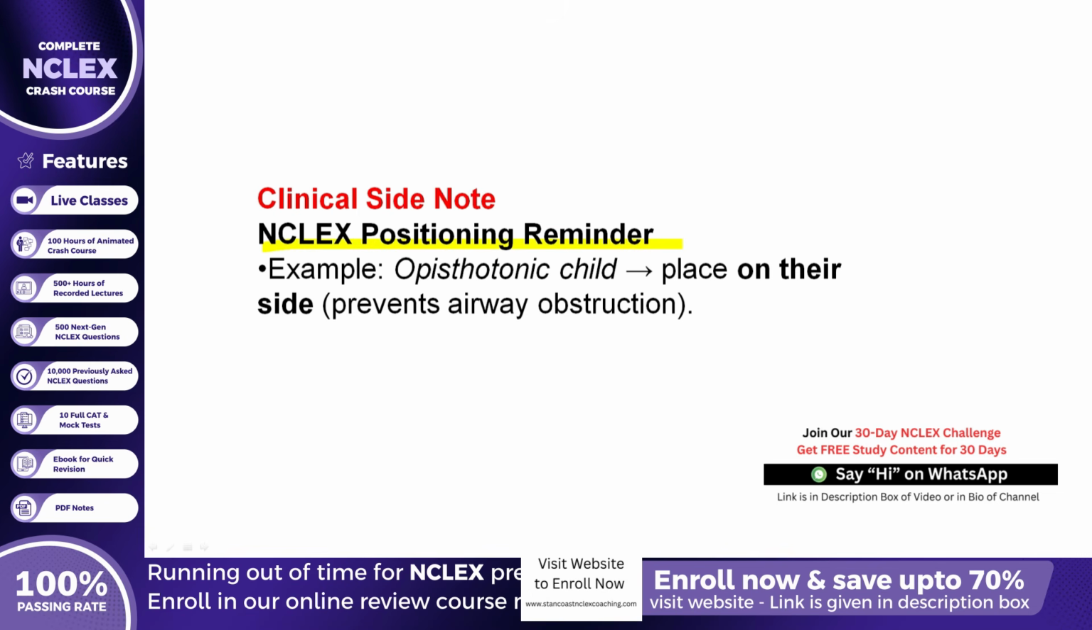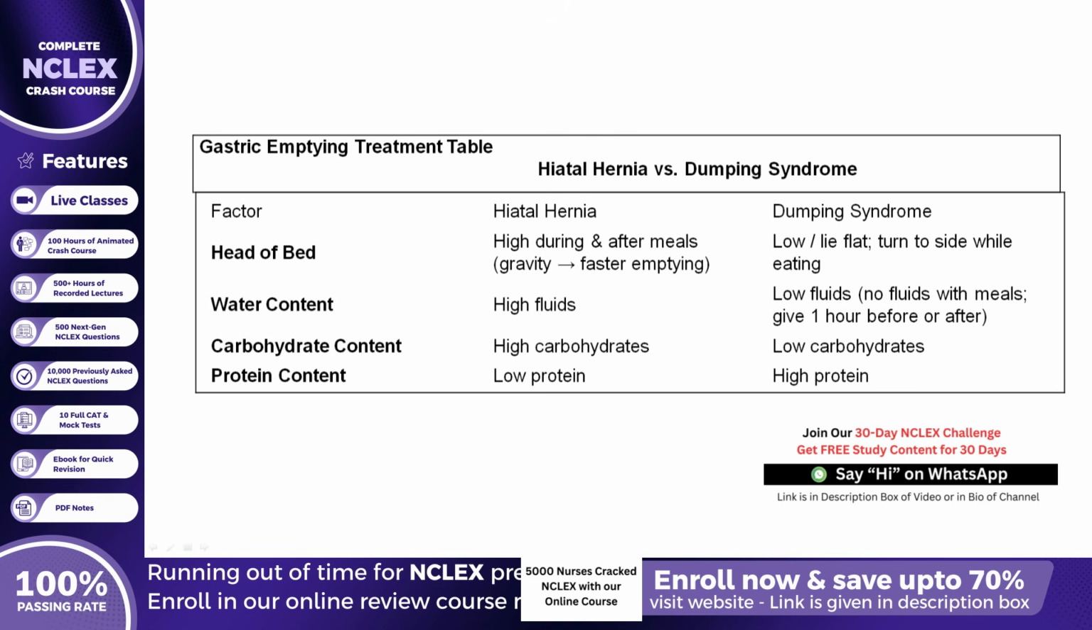For example, when you see an opisthotonic child, you should place them on their side, and this position prevents airway obstruction. As we look at the gastric emptying treatment table comparing hiatal hernia and dumping syndrome, let us begin by focusing on the key factor being discussed.